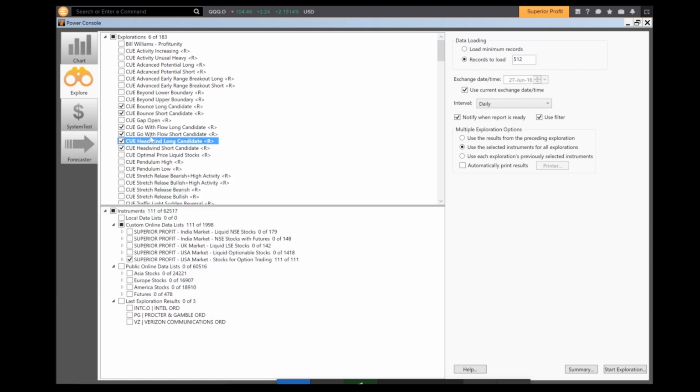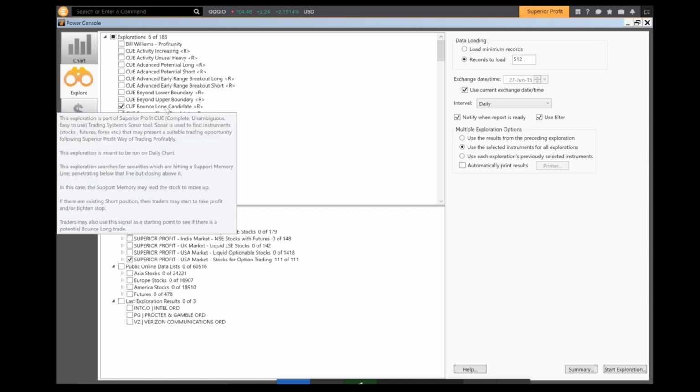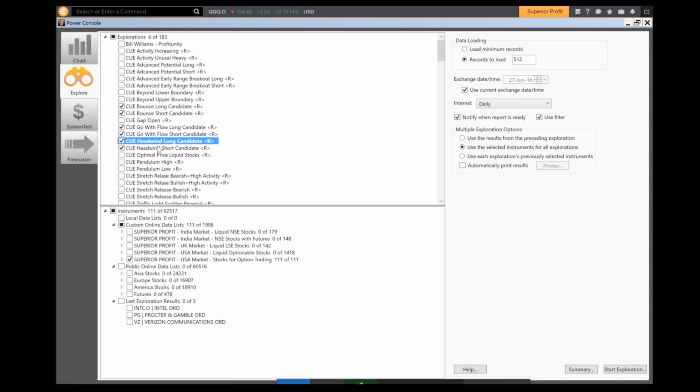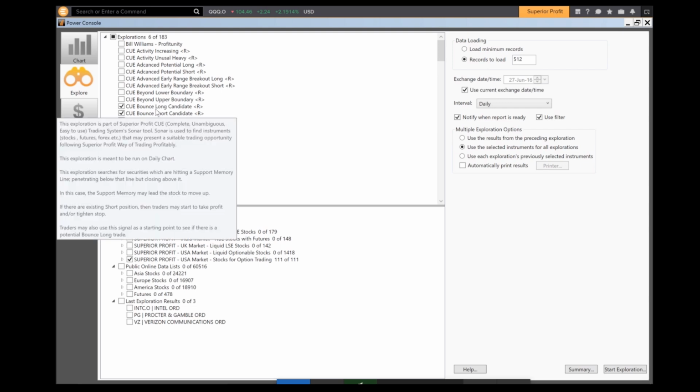Go with flow is the trend following trade, headwind is the trend reversal trade, and bounce is an exhaustion trade where the stock falls suddenly or hits a memory line, an automatically drawn trend line, and reverses. So a bounce trade is a kind of sudden reversal trade, and headwind is another kind of reversal trade. Bounce is based on exhaustion, so it's a different kind of trade.